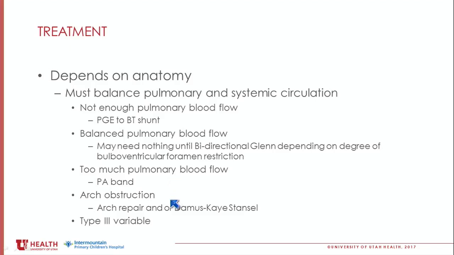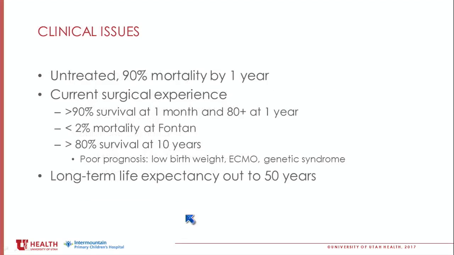If they have transposition with a small VSD and that aorta is small, you might need to do an arch repair. You may even have to do something called the Damus-Kaye-Stansel, where you combine those two vessels together so that any blood flow coming out of the heart will go to the body, and then do a BT shunt as well. And then type 3 is just variable depending on what you have.